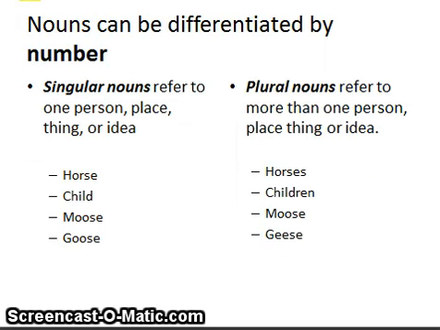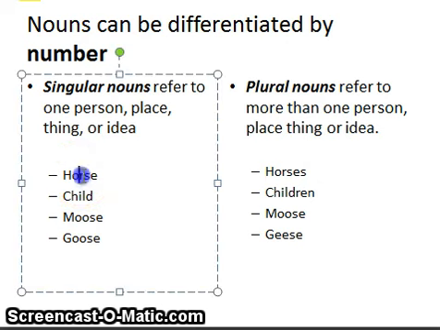Okay. Moving on, there are a few different ways we can differentiate our nouns. Nouns will always be singular or plural. So singular nouns will refer to one person, place, thing, or idea. Plural nouns will refer to more than one person, place, thing, or idea. So we could have one horse, or we could have horses. We could have a child, or we could have children.